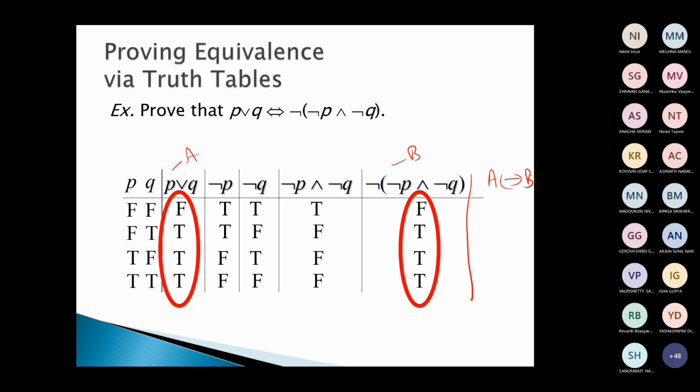So a biconditional will be true when both are true and both are false. So here both are true, so it is true. Both are false, so true. Both are true, so it is true. So everything is true. So that means there is a tautology. A biconditional B is a tautology, or A is equivalent to B. That is, P or Q is equivalent to not of not P and not Q.